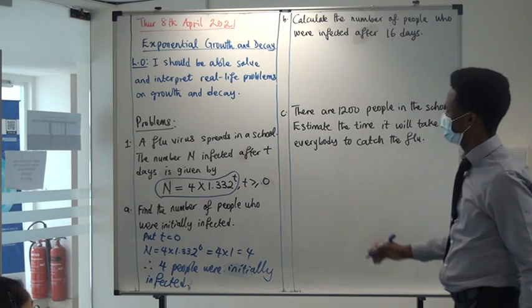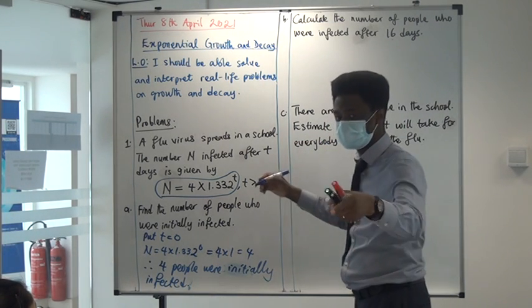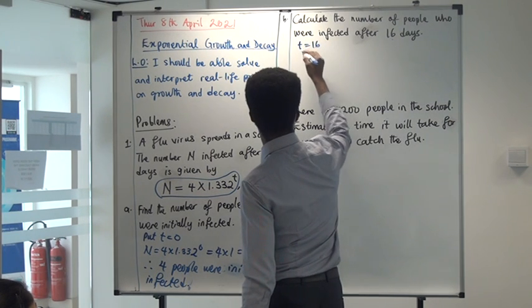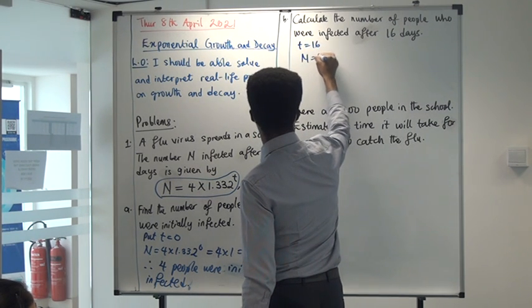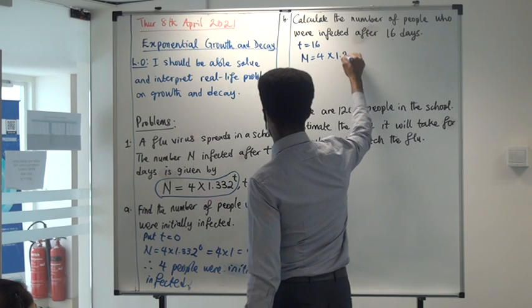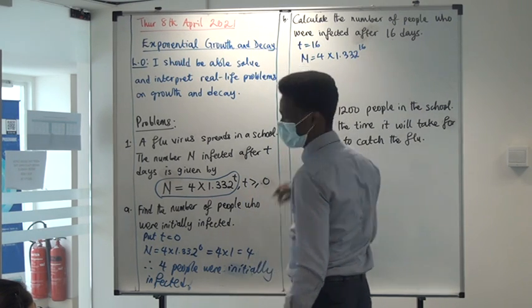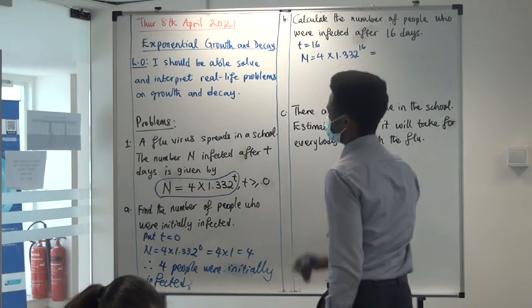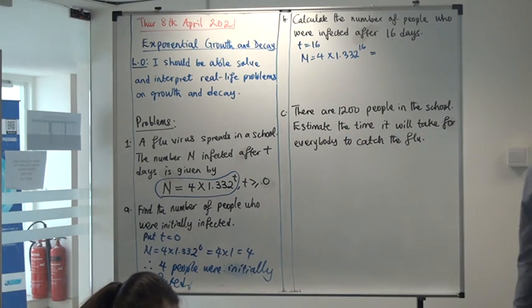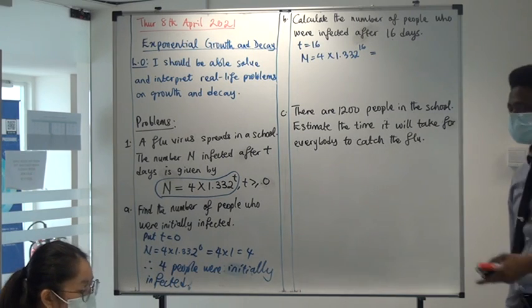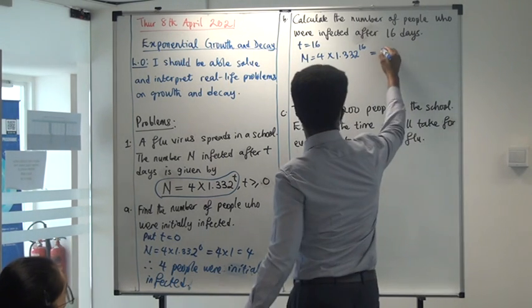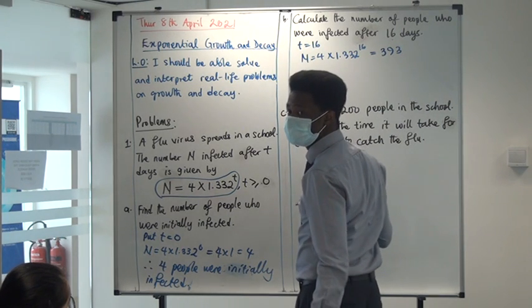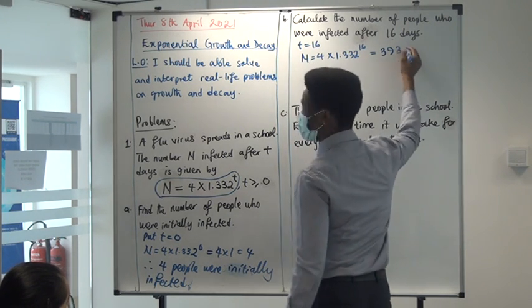Marco, what do we do? Fast, please. Substitute t to 16. So substitute t is equal to 16. So n equals 4 times 1.332 to the power 16. Yes, what is that in your calculator? 393. You have done it, just tell me yes. 393. Is that a point? It's actually 392.76. So approximately 393.